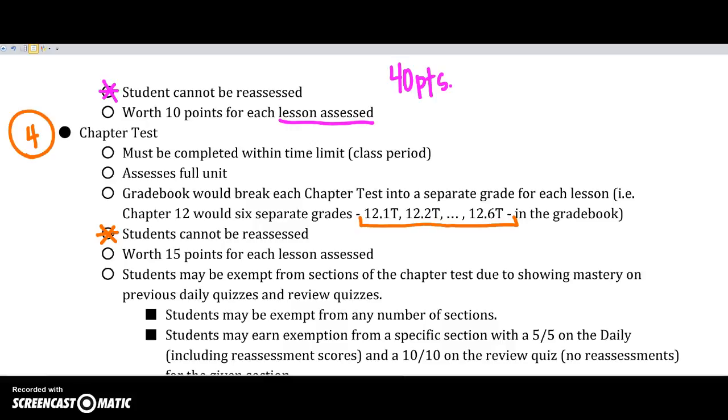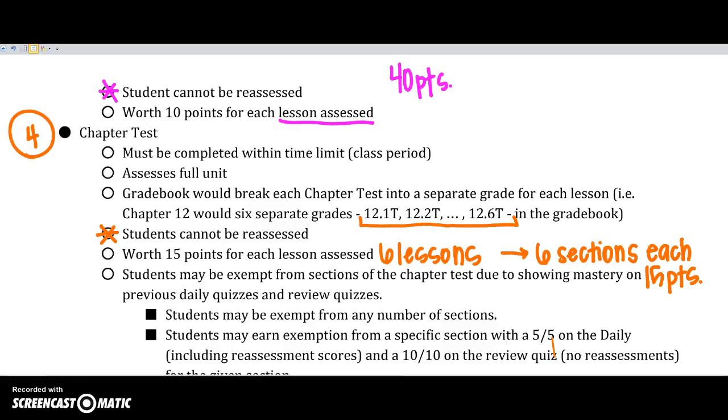If we have 6 lessons that were in the unit, then we will have 6 sections in the test, and each will be worth 15 points. So a test might be worth 90 points, though some tests might be worth greater or less than 90 points. It just depends on how many sections we cover within that unit.